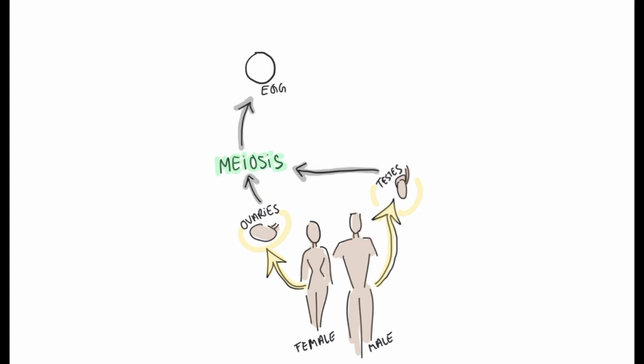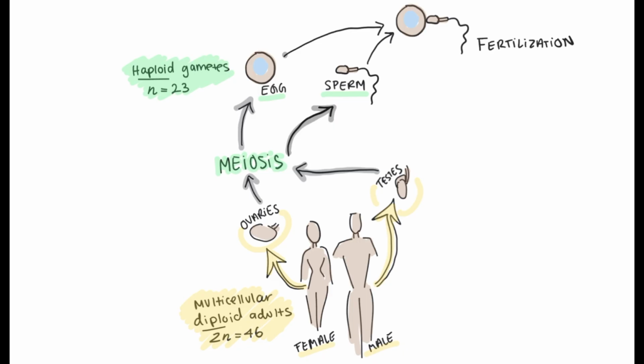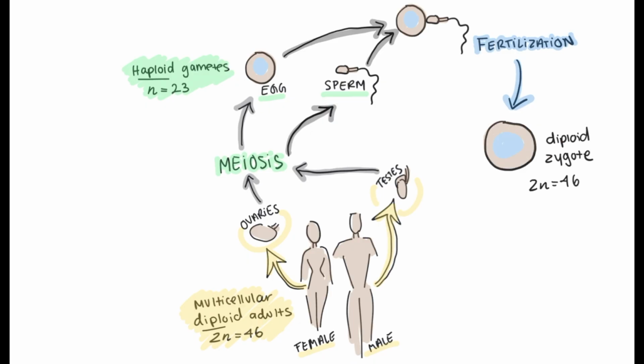But to make gametes, egg and sperm cells, we can't just divide by mitosis because that would keep the chromosome number the same. Instead, we use a special type of cell division called meiosis. Meiosis reduces the chromosome number by half, producing haploid gametes that each carry one set of chromosomes, or one chromosome from each homologous pair. When a sperm fertilizes an egg, those two haploid cells fuse to form a diploid zygote, restoring the full chromosome number.